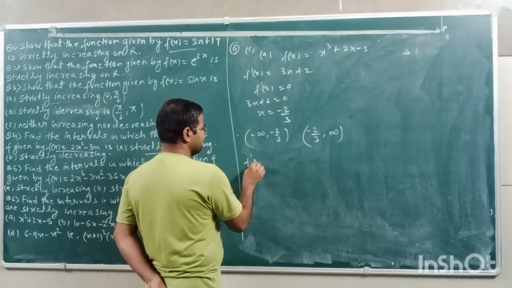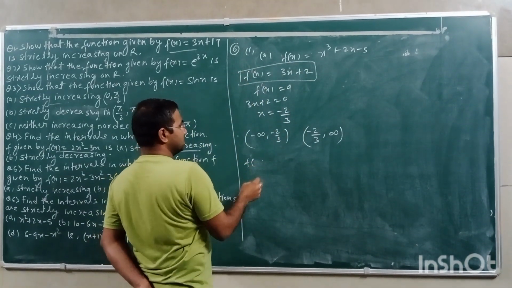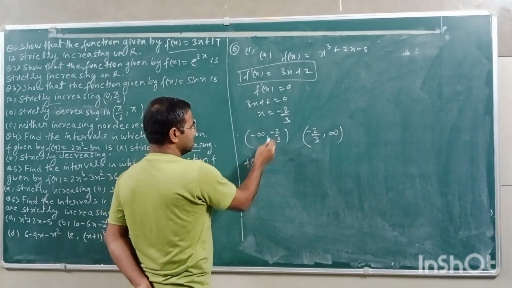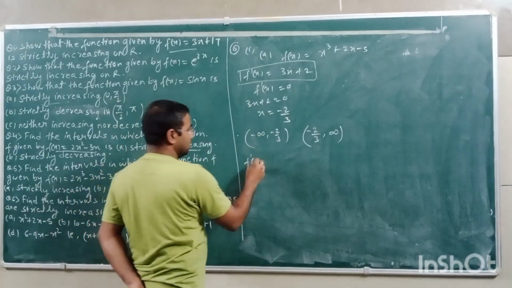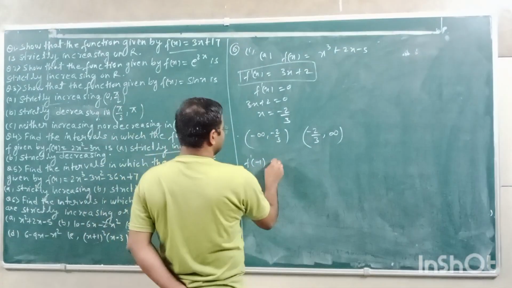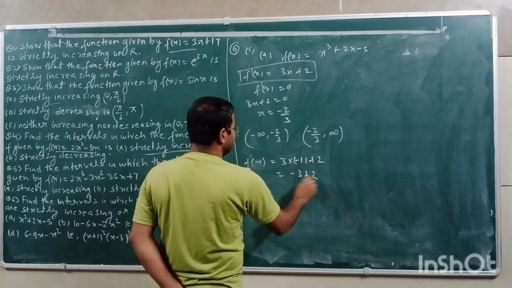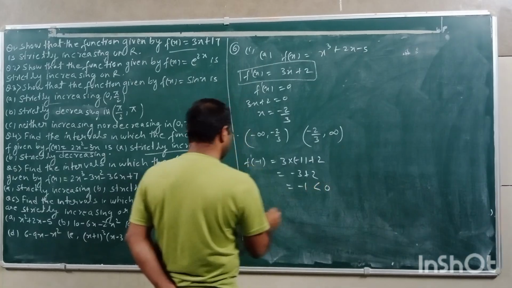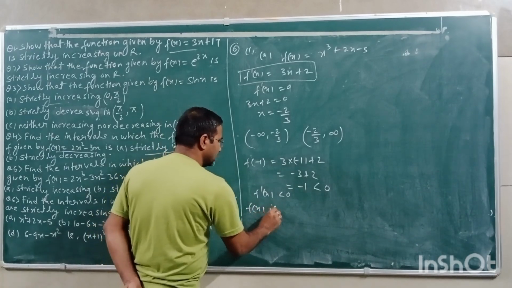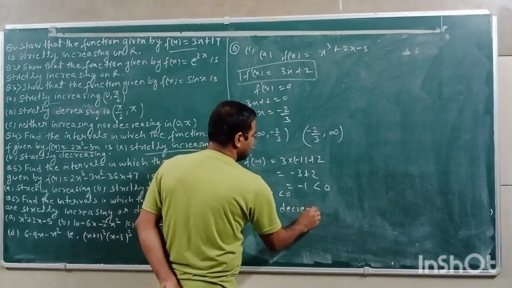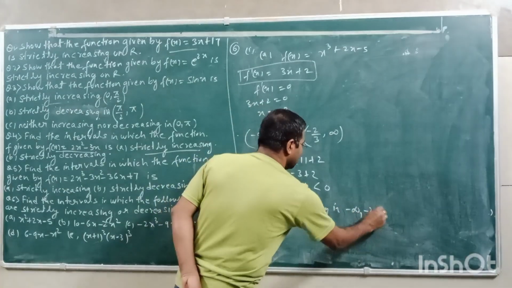Now we will check in which interval it is increasing and in which interval it is decreasing. Now f dash x is equal to this one. Suppose before this we take minus 1 and check. Then 3 into minus 1 plus 2, minus 3 plus 2 means minus 1 is coming, less than 0. It means f dash x is less than 0. You will write fx is decreasing. Negative is coming, it means it is decreasing in minus infinity to minus 2 upon 3.